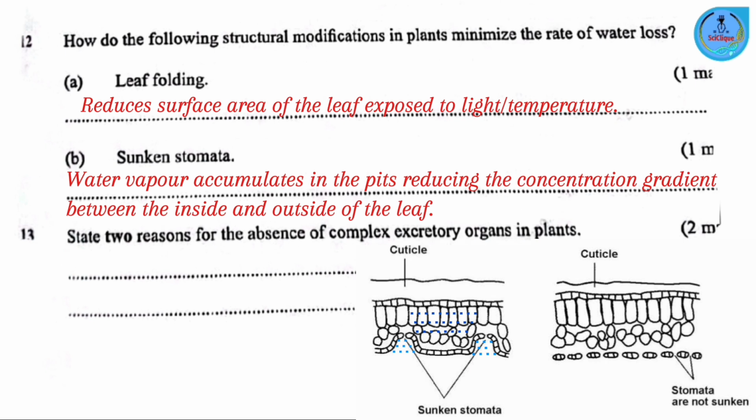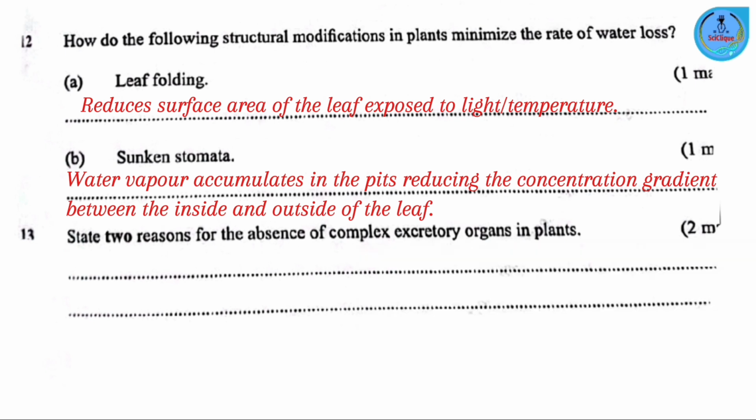Now, moving on to question number 13. State 2 reasons for the absence of complex excretory organs in plants. Now, this question wants you to discuss the reasons why plants don't need to have complex excretory organs. Plants don't. They just have simple excretory organs, okay? So why? What is the reason why plants don't need to have complex excretory organs?